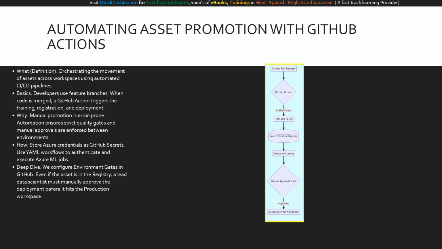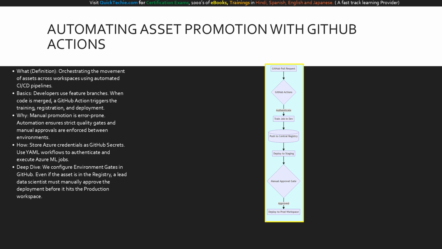Registries make sharing possible, but automation makes it reliable. We orchestrate the movement of assets using GitHub Actions. We enforce feature-based development. No one pushes directly to the main branch. When a developer opens a pull request, GitHub Actions securely authenticates to Azure and triggers a pipeline. The pipeline trains the model, evaluates it, and automatically publishes it to the central registry.